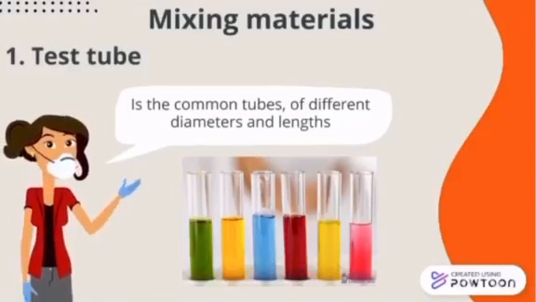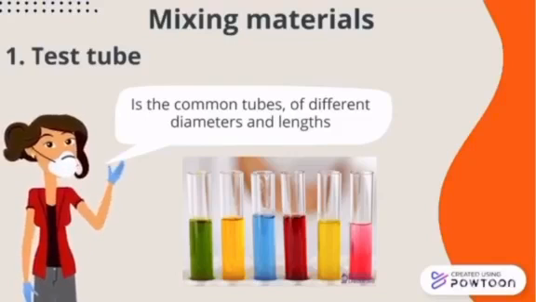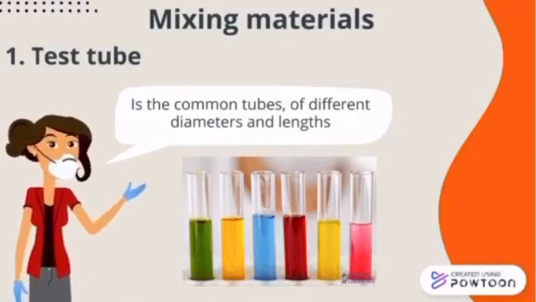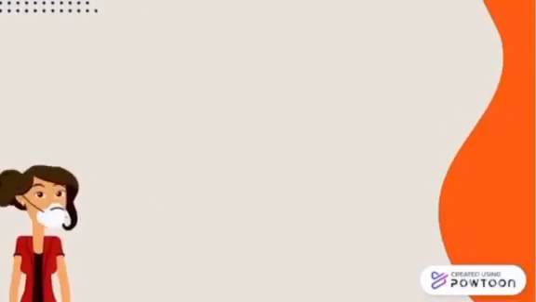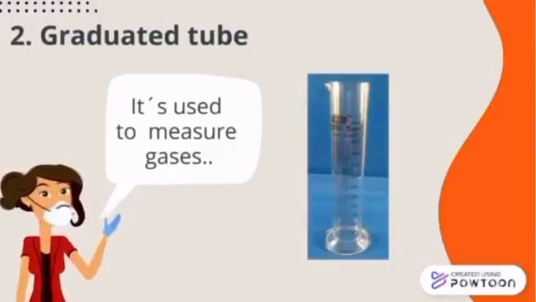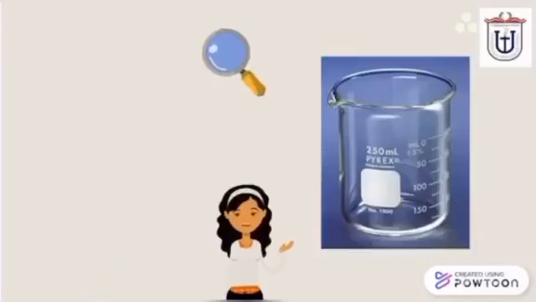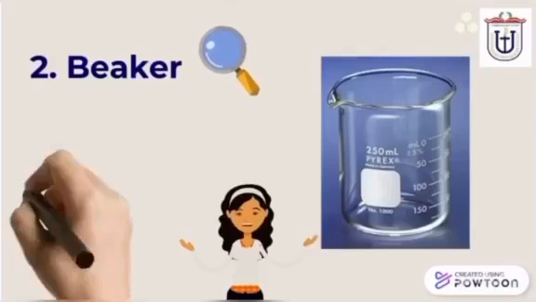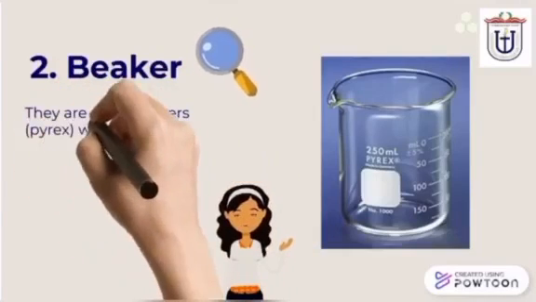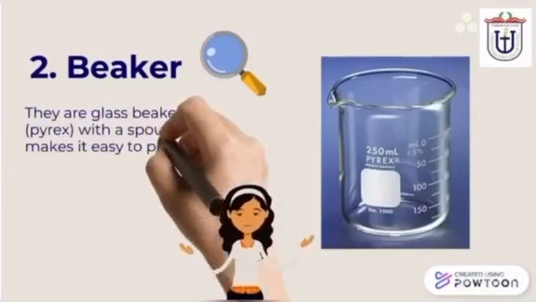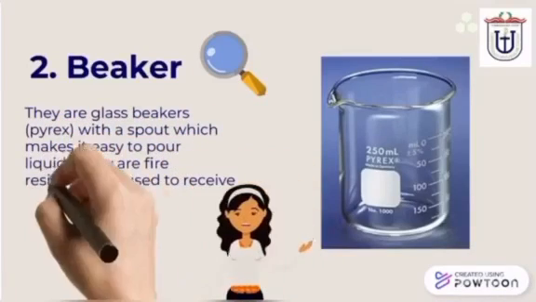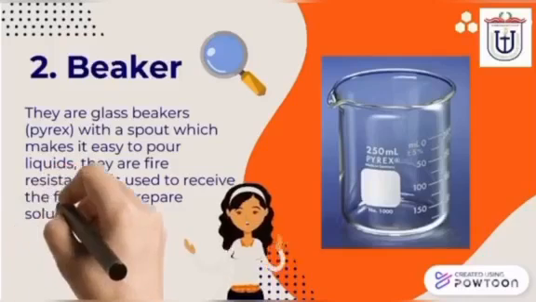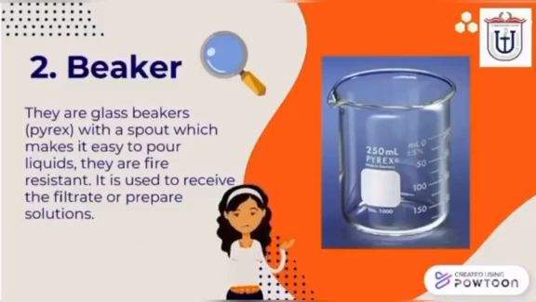Mixing materials. 1. Test tube. These are common tubes of different diameters and lengths. 2. Graduated tube. It's used to measure gases. 3. Beaker. They are glass or Pyrex beakers with a spout which makes it easy to pour liquids. They are fire-resistant and used to receive, filtrate or prepare solutions.